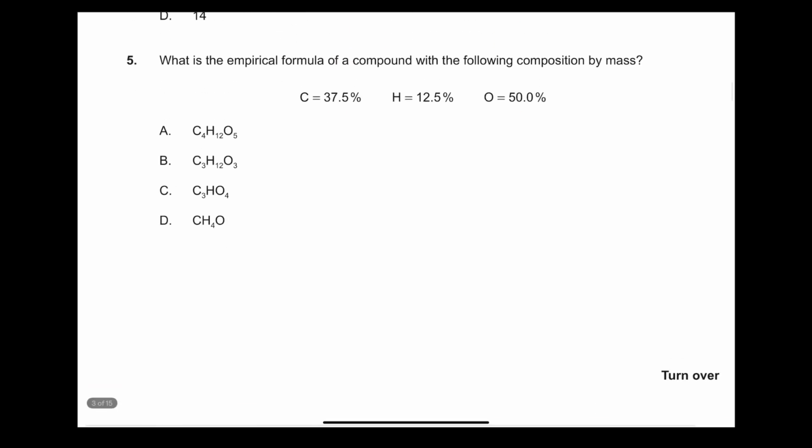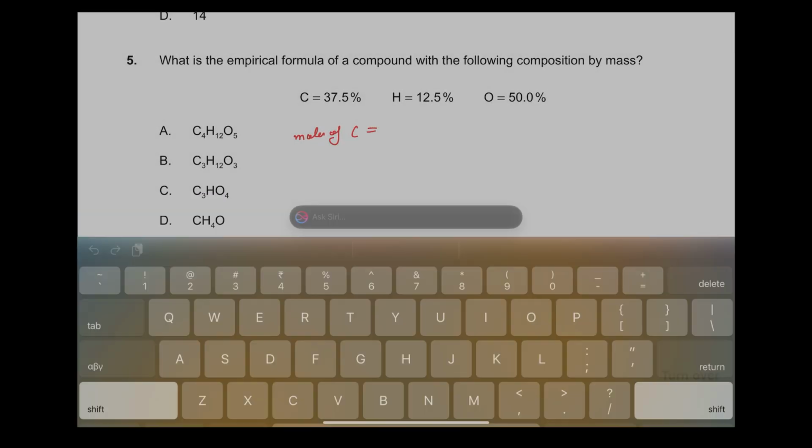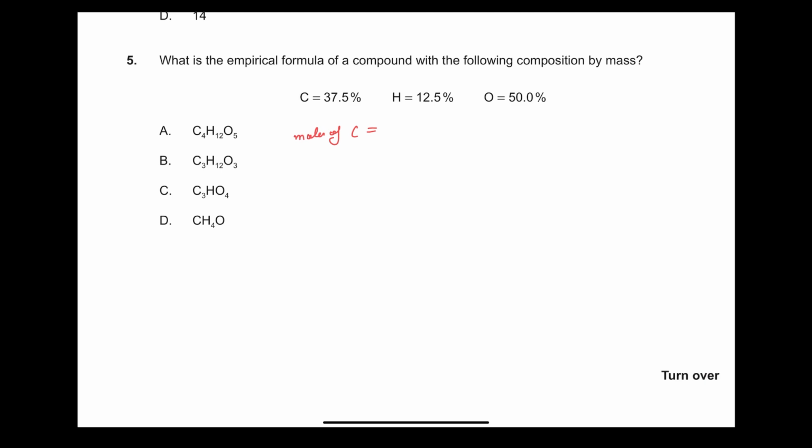Right. Next, we need to find the empirical formula of the compound with the following composition by mass. You have to find the moles of carbon. So we'll just assume the percentages to be masses. The total mass is 100 grams. So mass of carbon will be 37.5, hydrogen will be 12.5 grams, and oxygen is 50 grams. Okay, so 37.5 divided by 12 will give us 3.125 moles of carbon. Moles of hydrogen will be 12.5 divided by 1, which gives us 12.5.